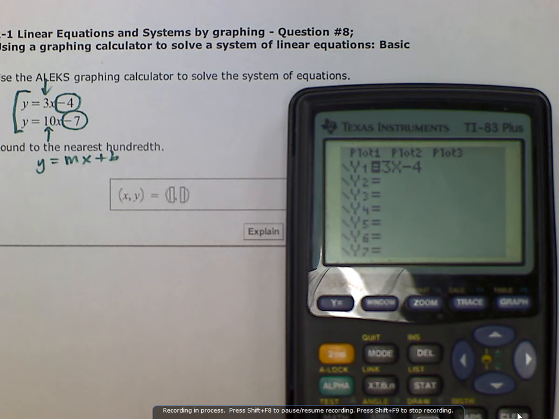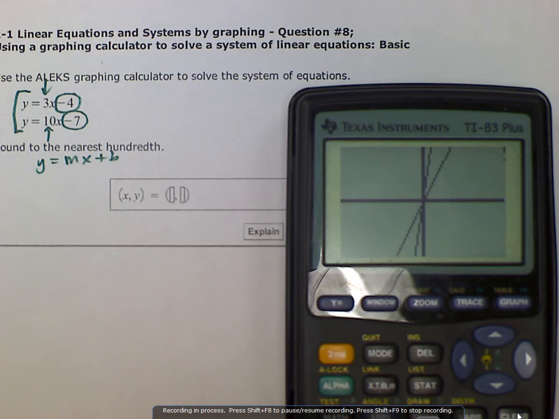And then go ahead and come down to the next equation, and we do 10x, so 10, and then our x, and then minus 7. And at this point, you just hit graph. And it graphs it for you.